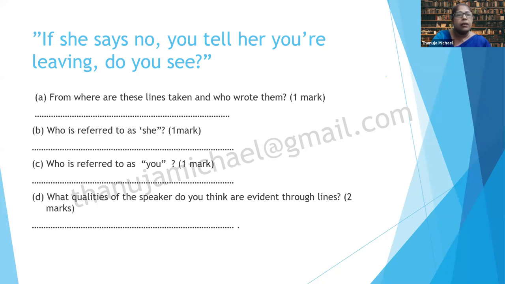What is the answer for the second one? If she says no, you tell her you are leaving. Who is referred to as she? Here she is Sue. Each one per passage is enough. That's why I told you I cannot give you a number of qualities. What I say is it has to be suitable. The words that you give have to be suitable for the answer.